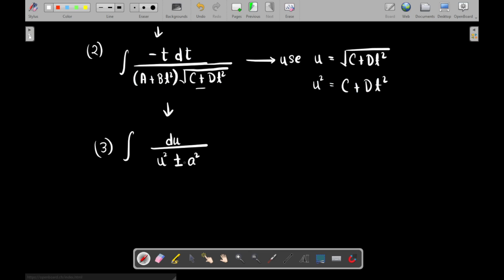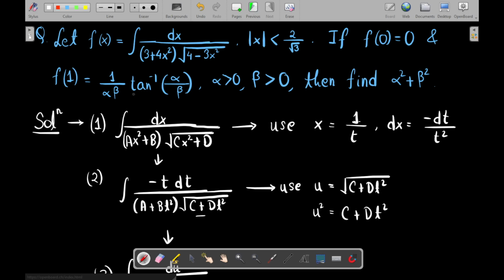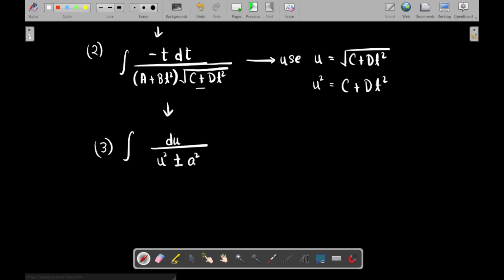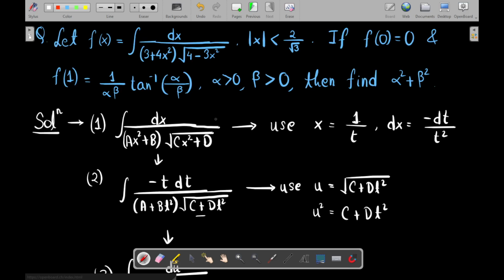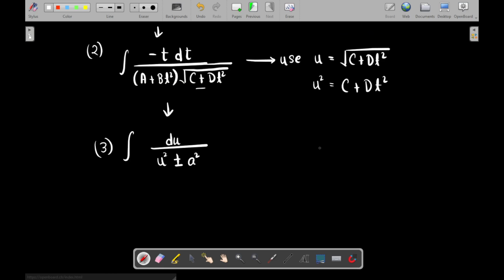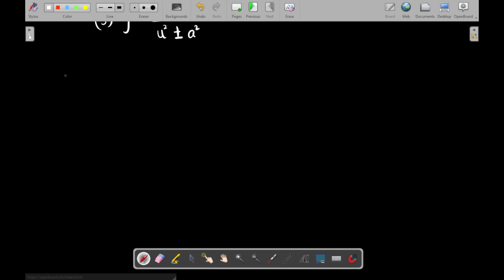Now this is an established formula. If it is plus here, this is tan inverse, and if it is minus here, you have the logarithmic formula. In our case, since f(1) is tan inverse of alpha upon beta, this will be plus. So these are the three steps that we need to follow while solving this. This is the general rule: if any of these questions come in this format, these are the general steps you need to follow. Now let us start the integral.